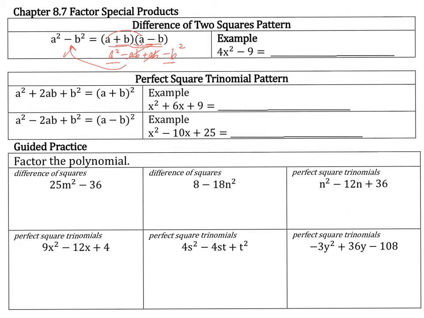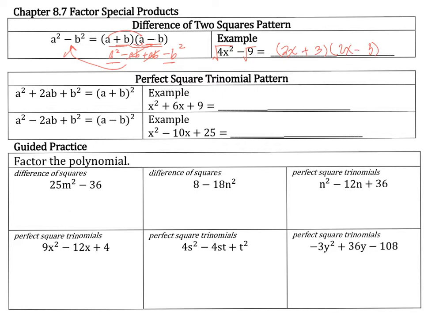So I'm going to show you a numerical example here. 4x squared minus 9. I could square the first term and square the second term to get 2x and 3. And now I can write this as a product of two binomials with different signs.